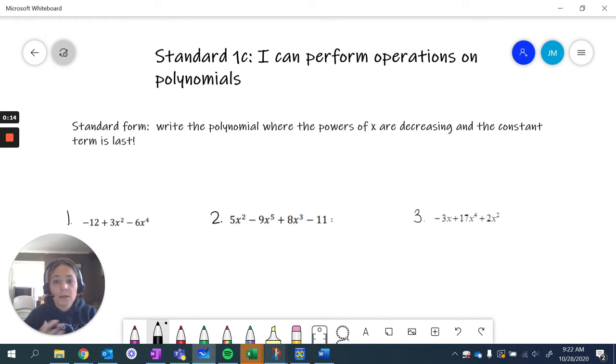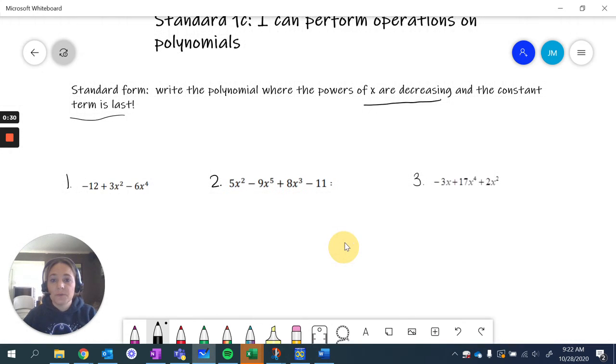So a polynomial is just terms with x's and different powers on them. And so we're going to write the polynomial where the powers of x are decreasing and the constant term is last. Okay, so that's how you write it in standard form.